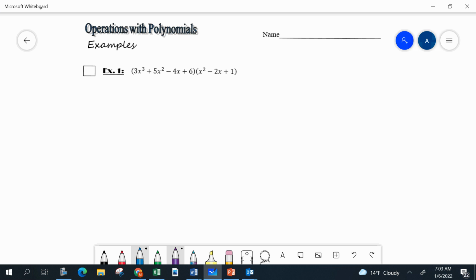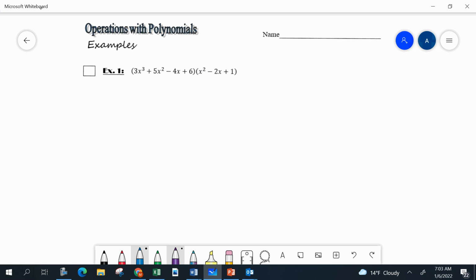So what we're going to do is go over different operations and see different kinds of ACT and SAT problems that use operations with polynomials. The reason for this video going over example 1 is this problem, if we were just to take every term and distribute it out, it would end up being a ton of work. And a lot of times it's very easy to make mistakes.